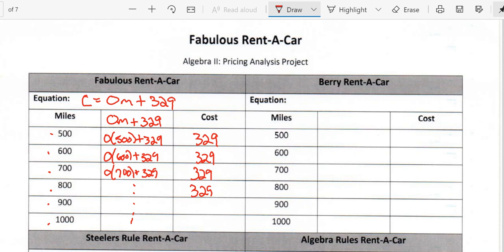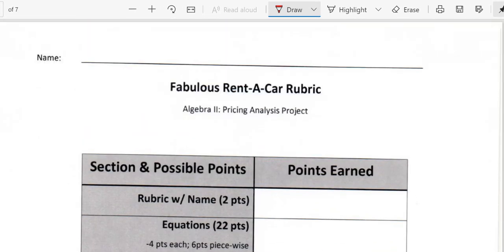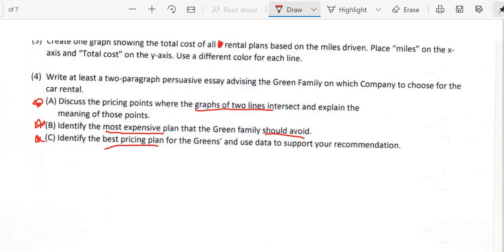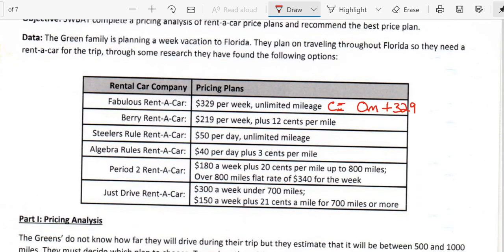We have Barry Rent-A-Car. We have Steelers Rule Rent-A-Car. Algebra Rules Rent-A-Car. All these fabulous things you guys know are amazing. But let's go to the next one. The next one was Barry Rent-A-Car. For Barry Rent-A-Car, it says $219 per week plus 12 cents per mile. So you guys need to think about how that one's going to look.